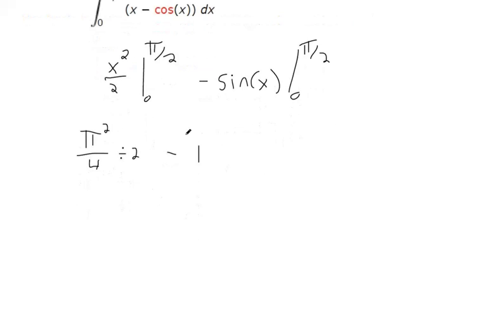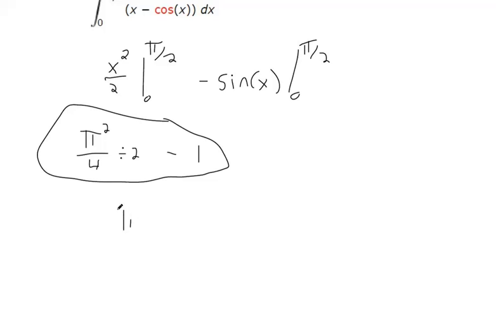This is it. It's just fraction work from there. It's pi squared over 8 minus 8 over 8, right? So pi squared minus 8 over 8 is probably the WebAssign answer.